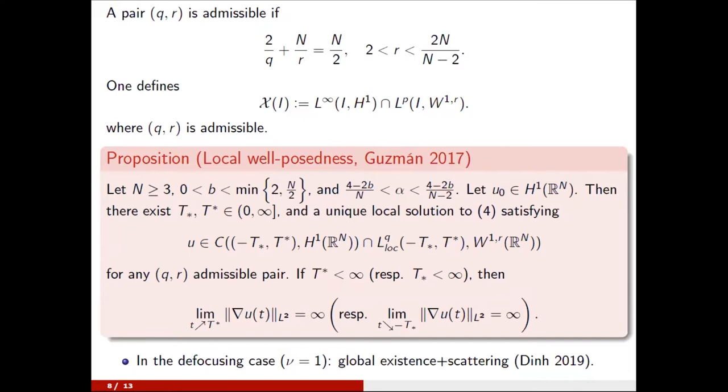There exists u, a global solution, and there exist what we call u0 plus and minus, such that the H1 norm of u(t) minus the linear solution goes to zero when t goes to plus or minus infinity. So there is one for minus infinity and there is another one for plus infinity.